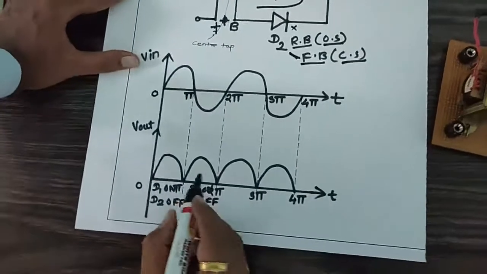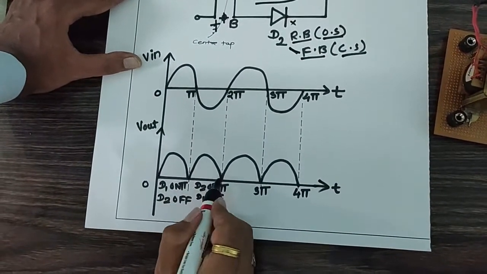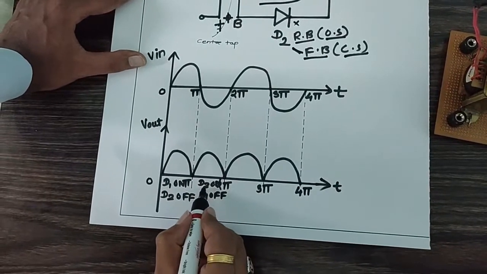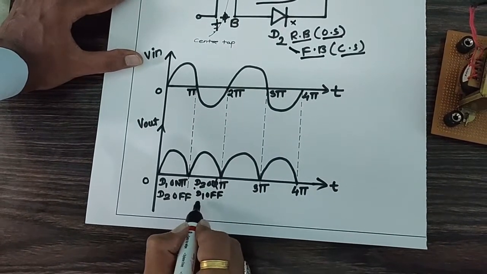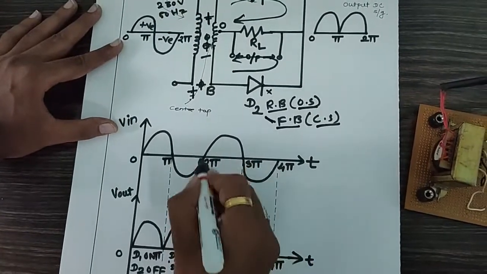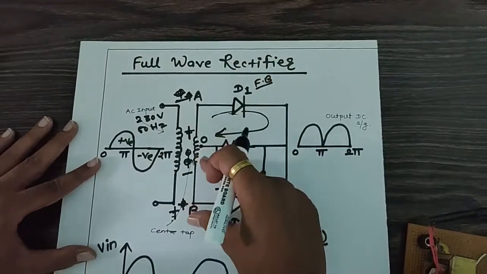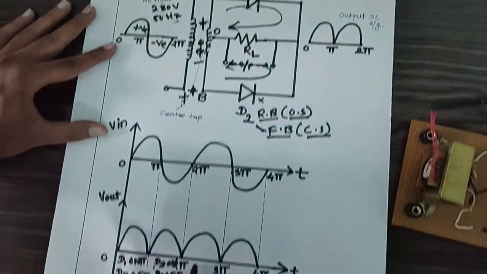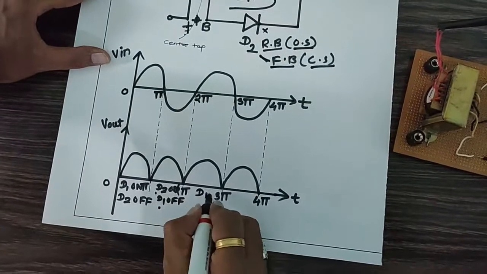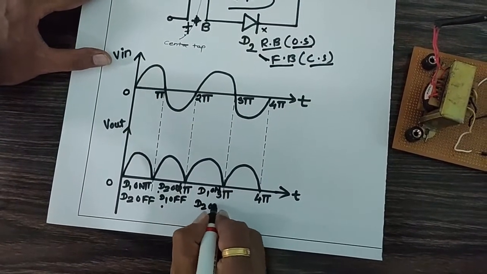So in the next negative half cycle, that is from pi to 2 pi, you will get the output voltage across the load resistor like this, and for this condition your diode D2 is in on state and diode D1 is in off state. Similarly, for the next positive half cycle, this polarity will change, that is VAO will be positive and VBO will be negative. Here diode D1 is in on state and diode D2 is in off state.